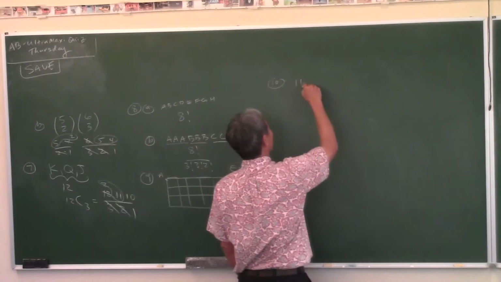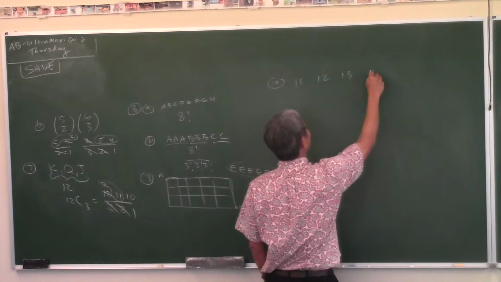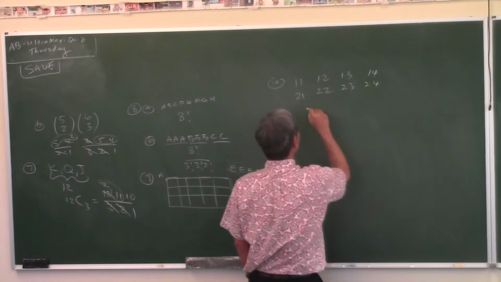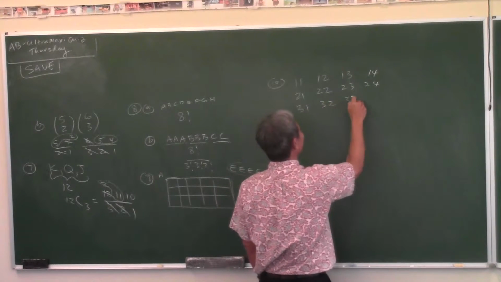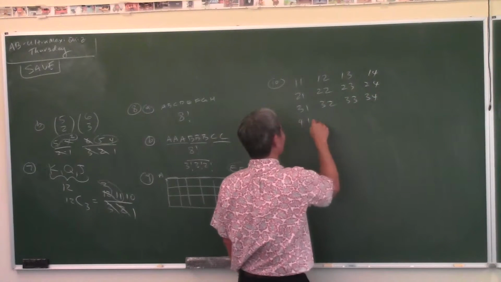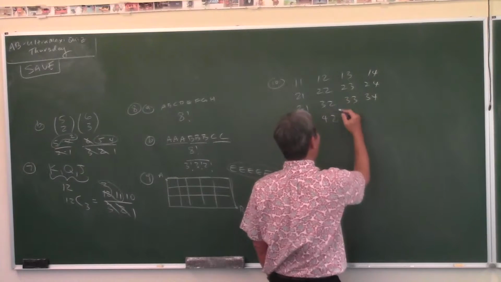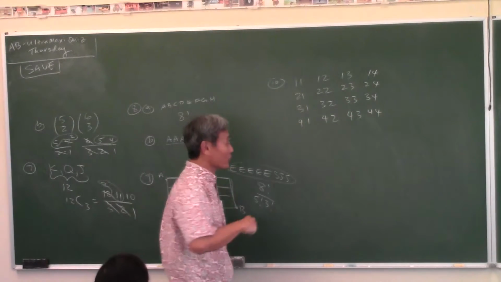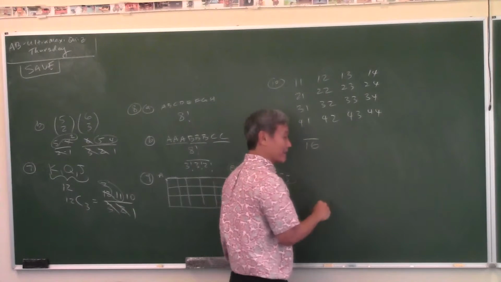You can get a 1 and a 1, a 1 and a 2, a 1 and a 3, a 1 and a 4. 2 and a 1, 2 and a 2, 2 and a 3, 2 and a 4. 3 and a 1, 3 and a 2, 3 and a 3, 3 and a 4. 4 and a 1, 4 and a 2, 4 and a 3, 4 and a 4. There you go. There's 16. So you know the answer could be something out of 16 already.